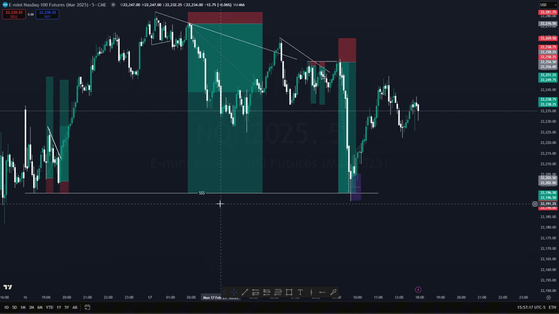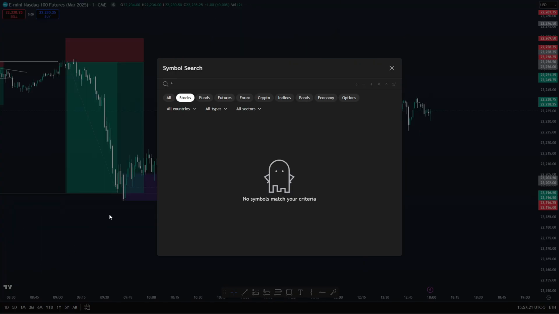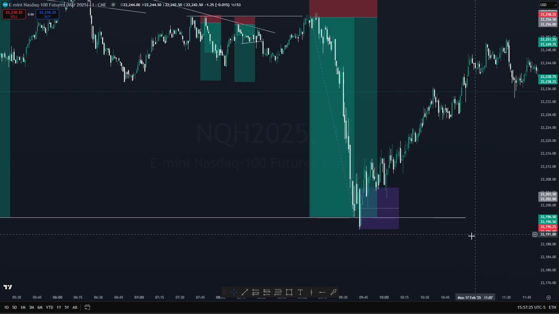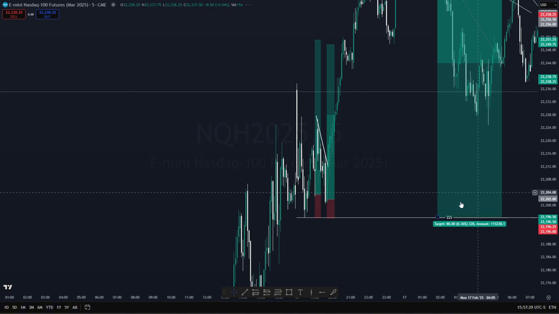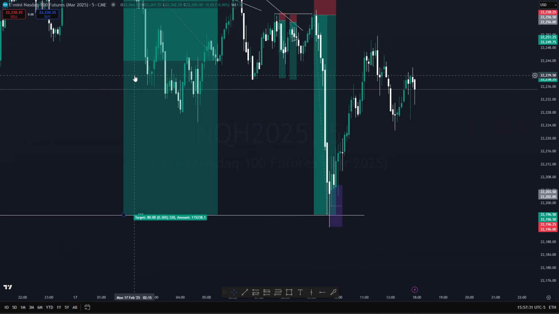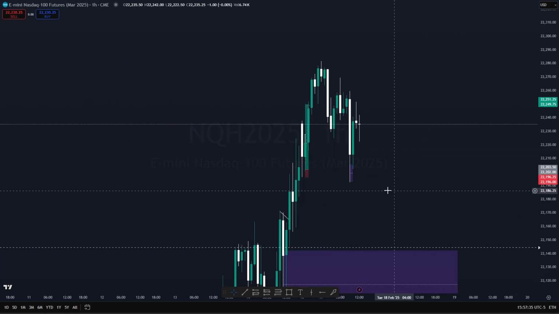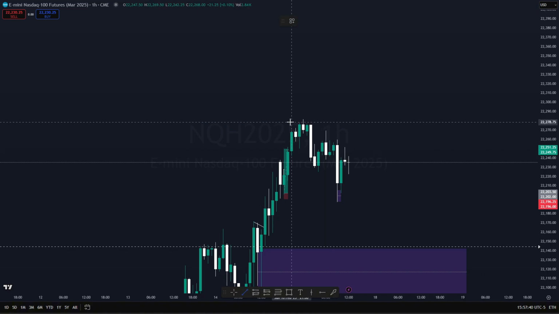Or well, arguably, one could say that right here we could have watched, but it's not my kind of setup, because we didn't really build up any liquidity before this or get any sort of inducement before the move. Now, what do I anticipate ahead of tomorrow? I anticipate that we are going to get more downside.